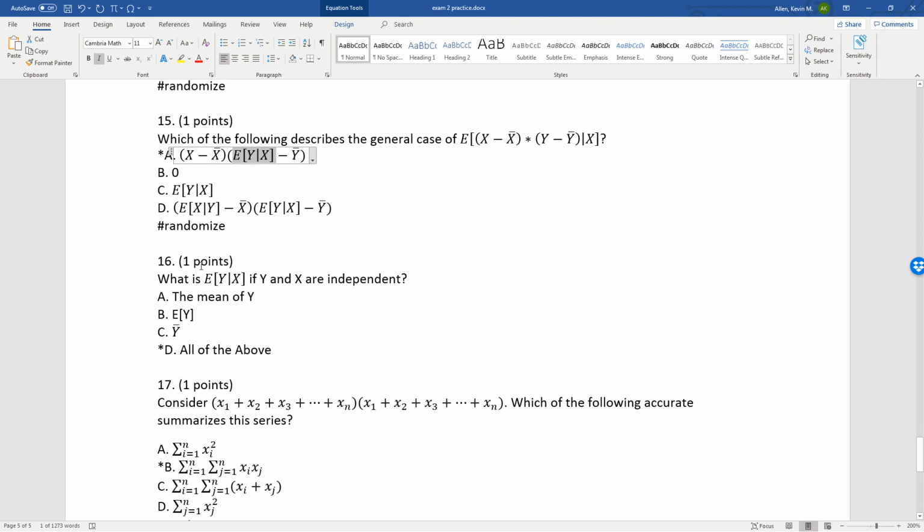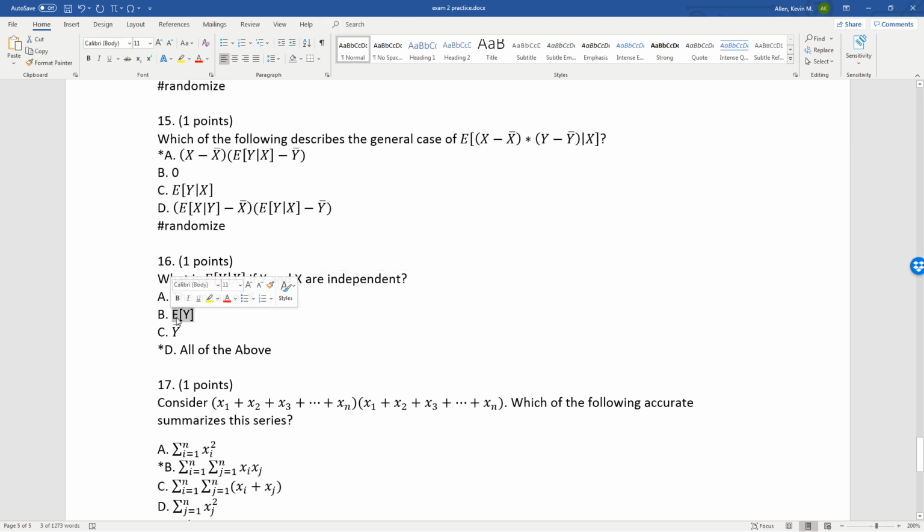Number 16 is just a synonyms question. What is the expected value of y given x if y and x are independent? It's the expected value of y, which is the mean of y, which is y bar. It's all of these things. The expected value of y is the mean of y, is also y bar, is also the expected value of y given x, assuming that y and x are independent.